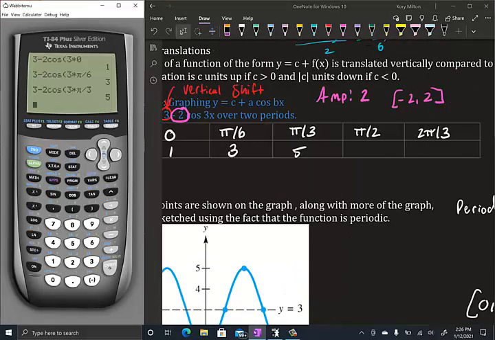Alright, let's plug in the next one. When we plug in the next one, instead of pi over 3, it's pi over 2. And we get 3. What do you think it's going to go back down to? Yep, you got it. It's going to go back down to 1. But if you're ever unsure, just plug it in. So then we have 2 pi over 3. And look at that, we get 1.